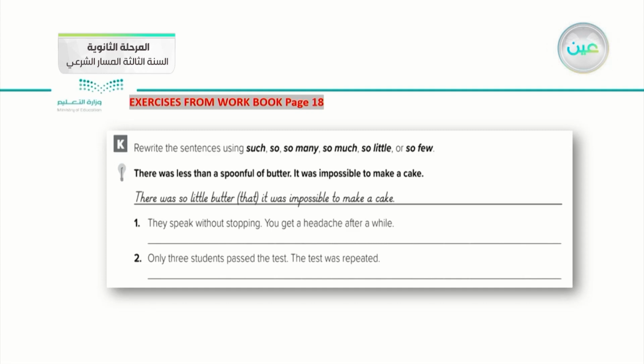There was so little butter that it was impossible to make a cake. So they join these two sentences, the main clause with the result clause by "that", which means that they give a cause and a result. Number 2, they speak without stopping. You get a headache after a while. How can we join this together? They speak so much that you get a headache after a while.